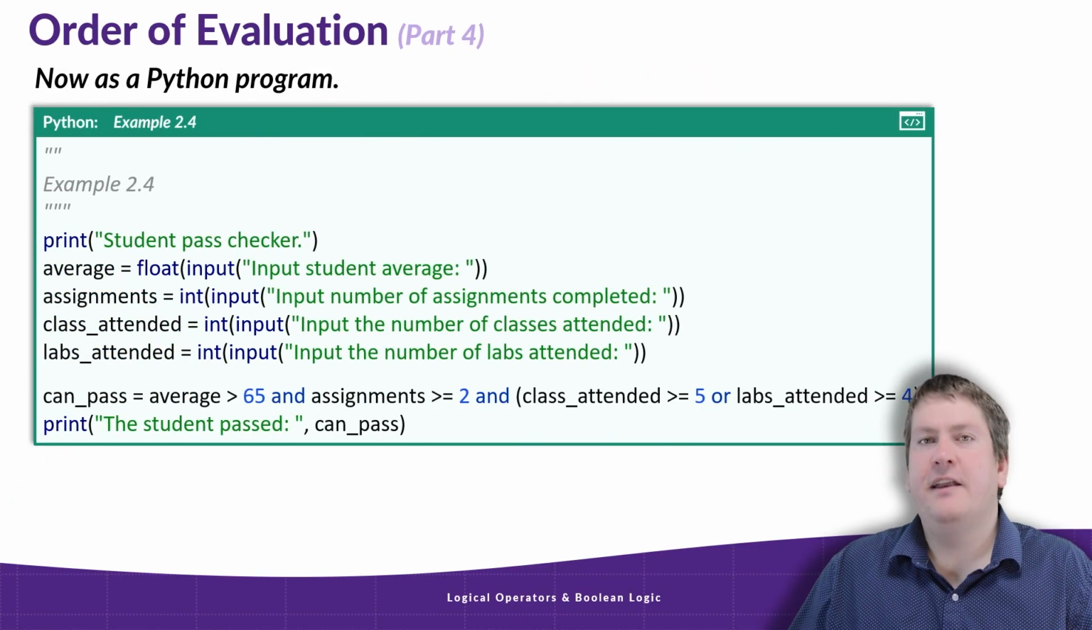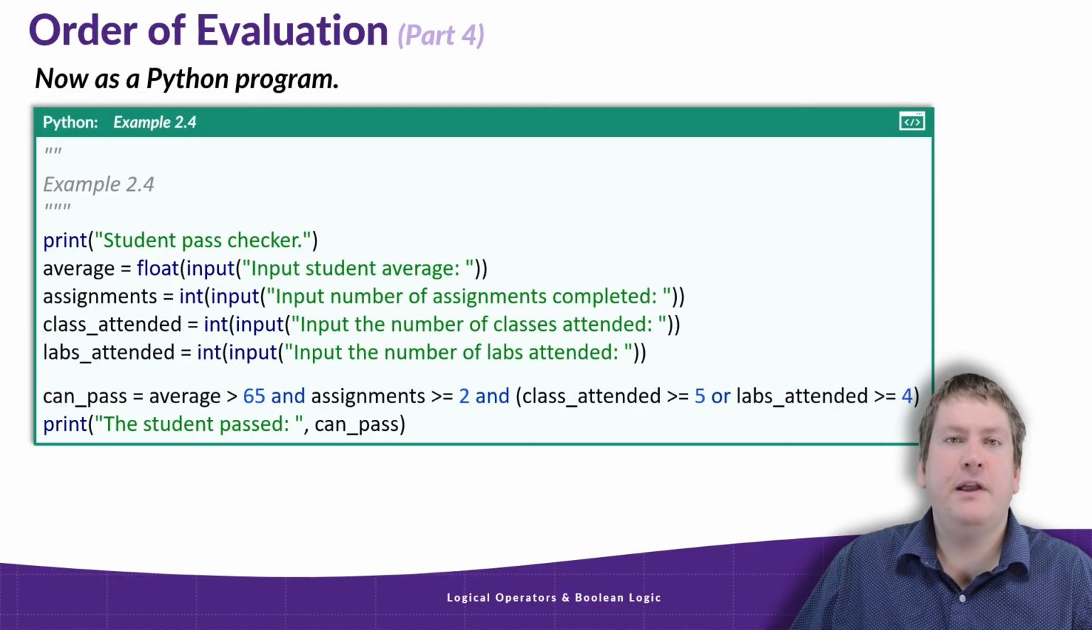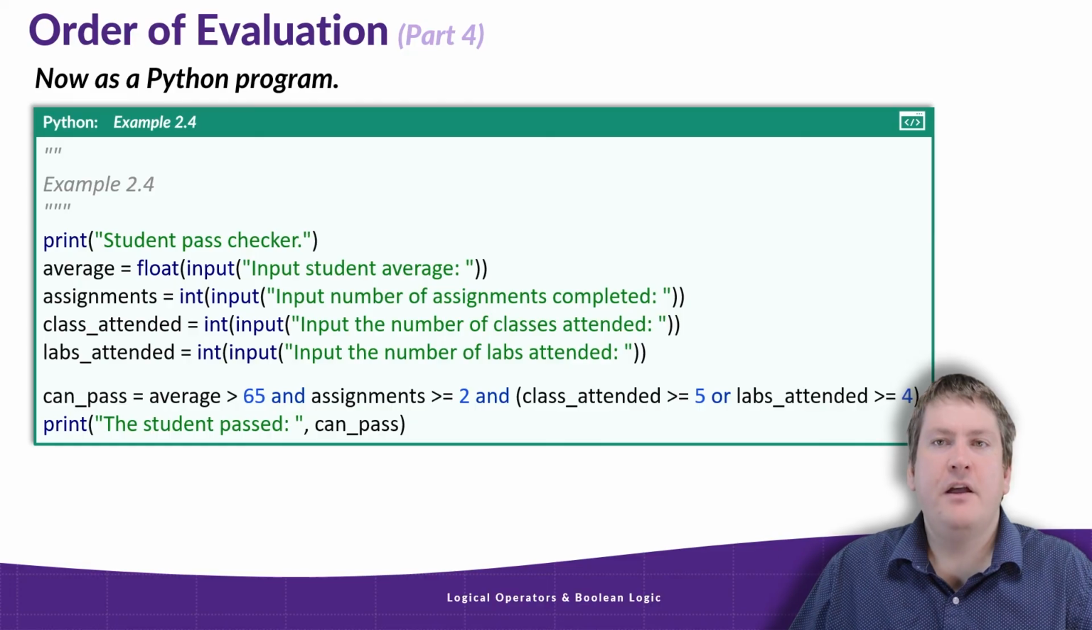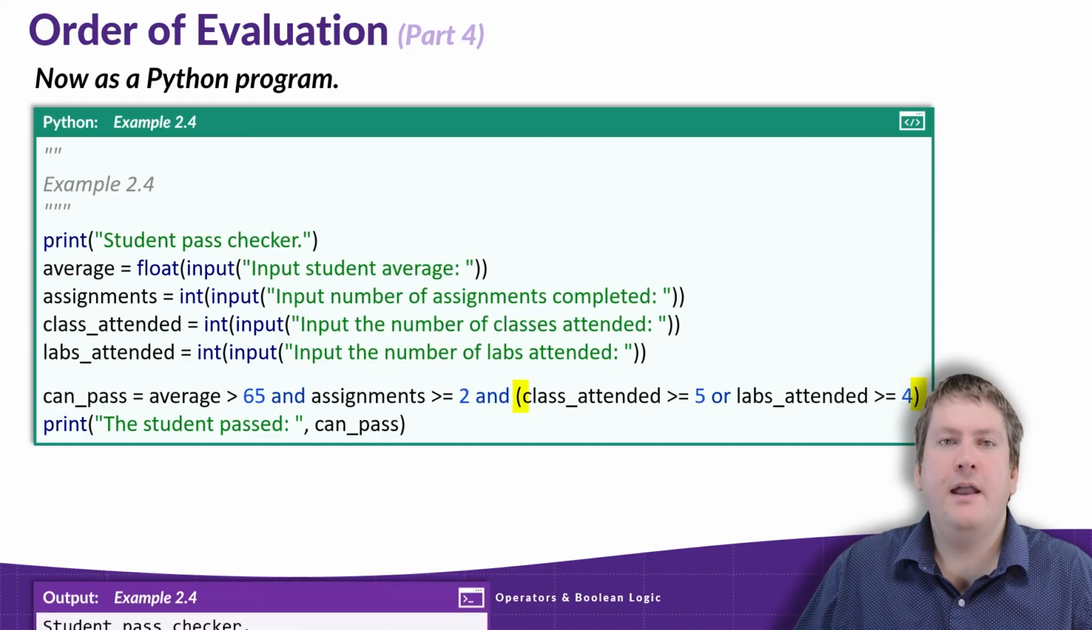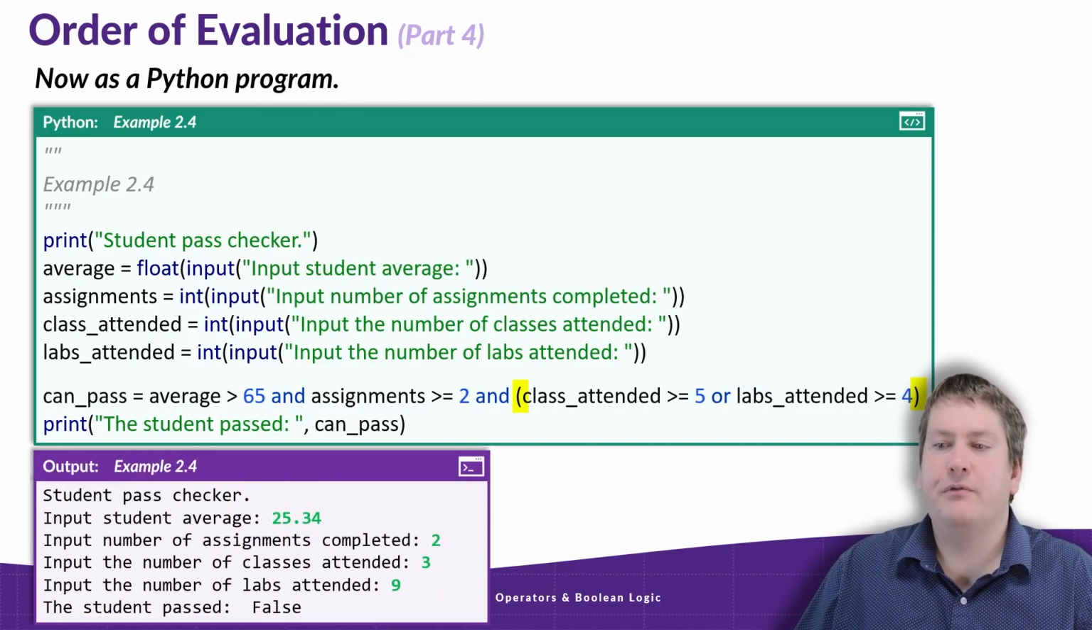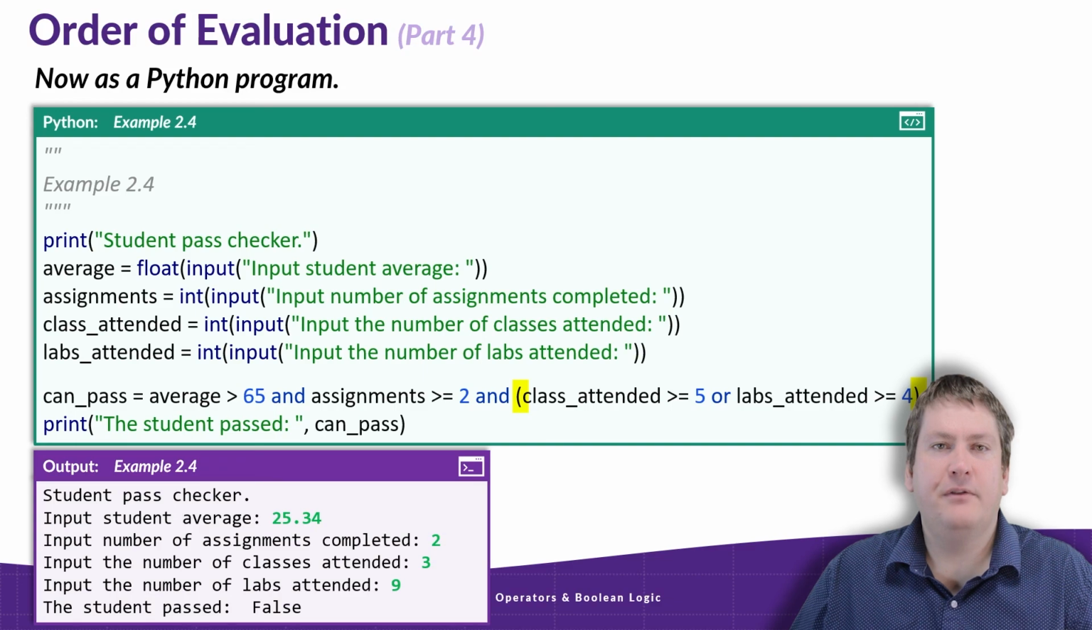So if you're interested in how this would play out as a Python program, what I have on screen right now captures this logic correctly. Note the parentheses around the OR part of the statement. So this is the correct version, and we would get the correct result if we were to run it. Here it is with the same values, and you can see that we are correctly getting false.